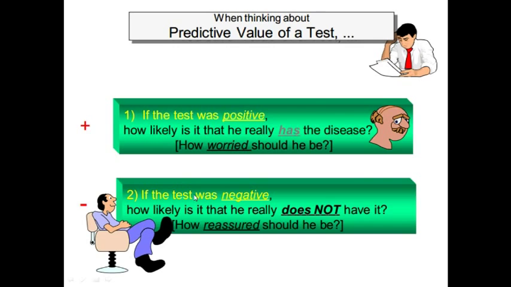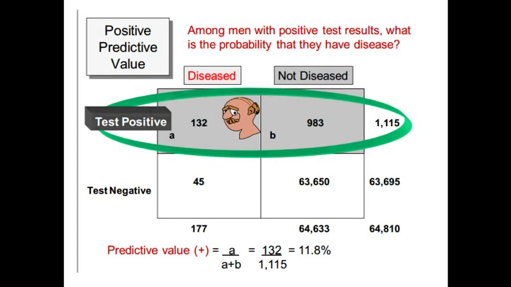So a positive predictive value is the probability that subjects who have a positive screening test report truly have the disease. And negative predictive value is the probability that the subjects with a negative screening test actually or truly do not have the disease. So let's look at this example of prostate specific antigen and suffering from prostate cancer.